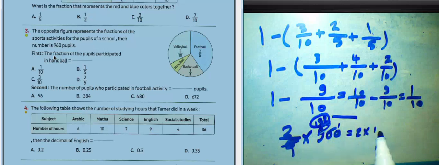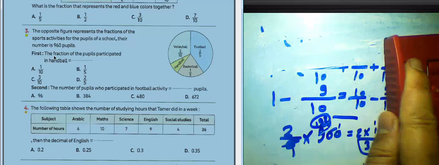2 times 192. 2 times 2 equal 4. 2 times 9 equal 18. 8 and the carry of 1. 1 times 2 equal 2 plus 1 equal 3. The result will be 384. Understood? Okay. I will solve it again to be clear with you.